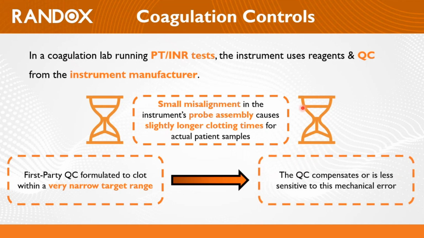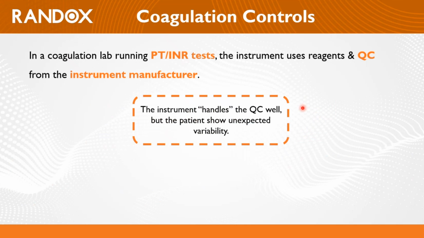The QC is basically compensating or is less sensitive to this mechanical error, and this is something that we should always talk about. This is a part of checking clinically relevant ranges. Now, the instrument handles the QC really well. The QC and instrument are in cahoots. They are each other's best friends, and best friends don't like to actually identify problems in each other. But if you had a true best friend, of course, they'll tell you what's wrong with you. Similarly, third-party QC is the true best friend of the instrument. They will not compensate or be less sensitive to what the instrument has wrong with it.